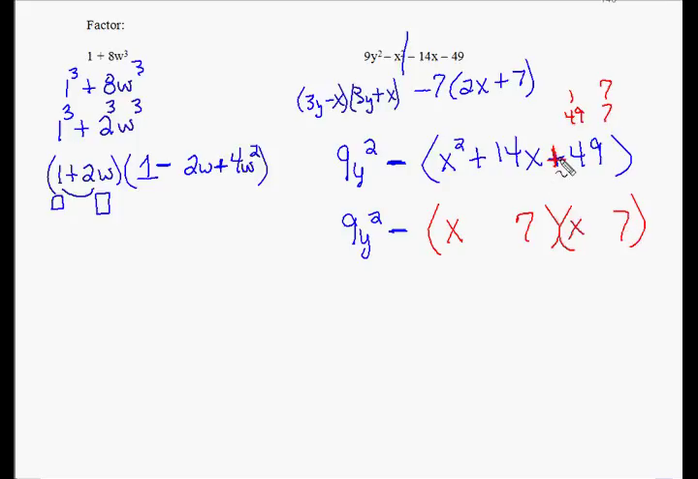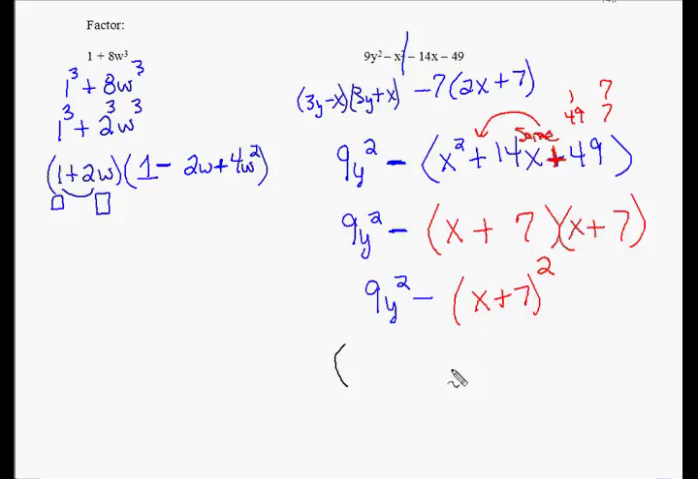The signs, according to this last term, will be the same. What they are is the sign that's in the problem, previous, so they're both going to be pluses. So we're going to rewrite this, 9y squared minus x plus 7 squared. So now if you write it this way, it might be easier to see that you have a difference of perfect squares. The only way we can factor the difference of perfect squares is if we write the same thing twice, one with a plus and one with a minus.